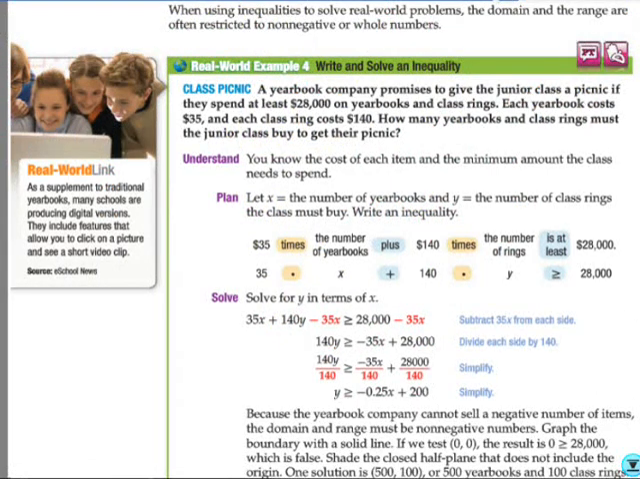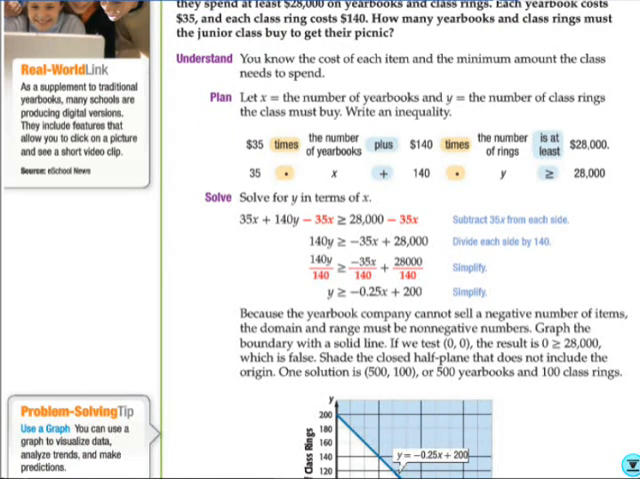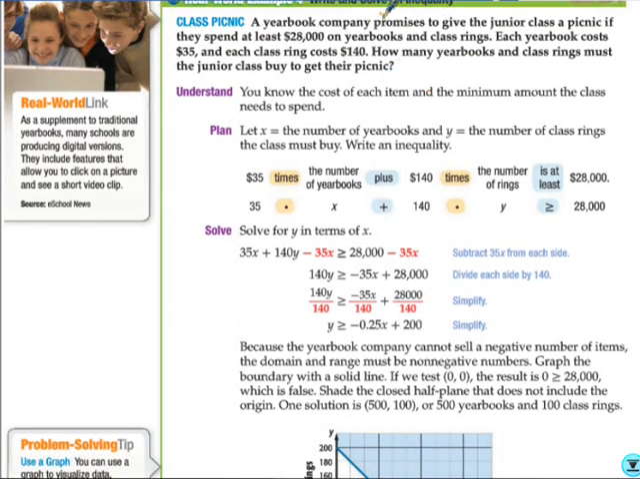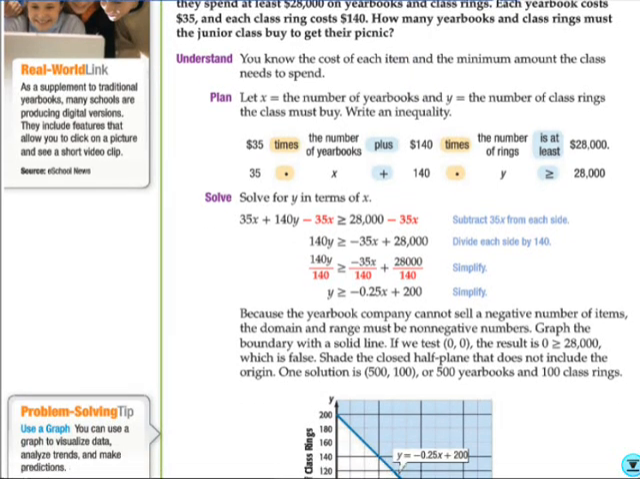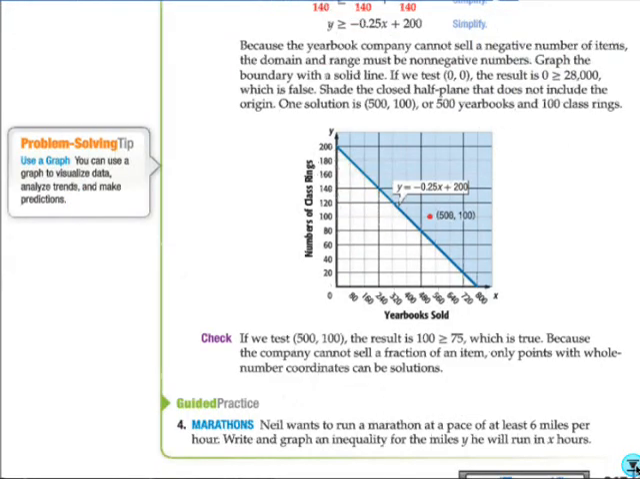Using inequalities to solve real-world problems, we should be used to this at this point. Everything we do, we're going to learn how to do it algebraically, and then we're going to say, all right, here's a word problem with that same exact kind of thing. This example walks us through a yearbook company, and it promised to give the junior class a picnic if they spend at least this. Each yearbook costs this, and each class ring costs that, and how many yearbooks and class rings must the junior class buy to get their picnic? Well, because it could be a combination of the two things, there's all sorts of answers. And then you use a test point, you pick some answers, and you see where to shade, okay?